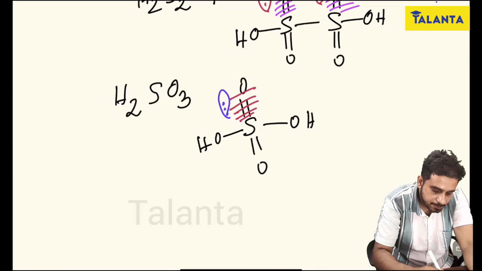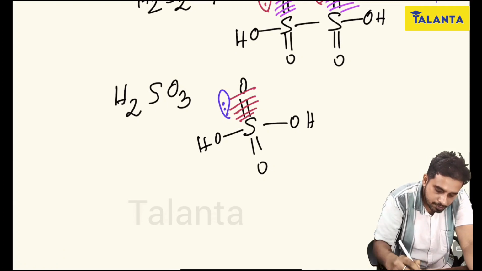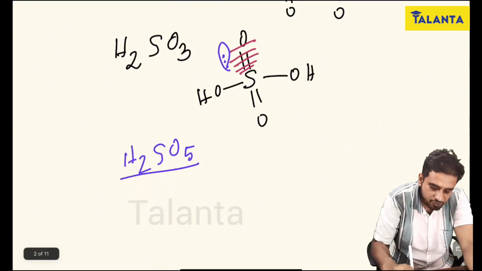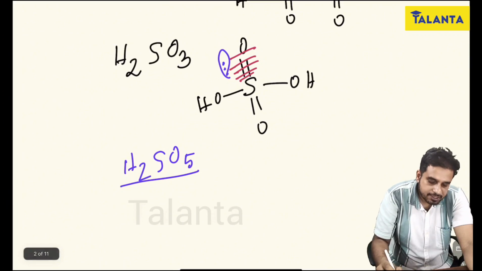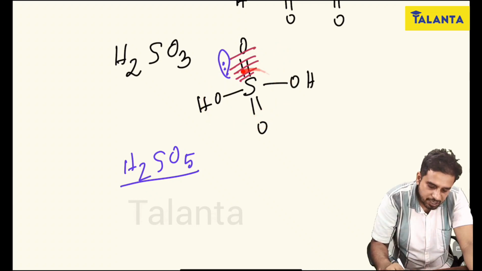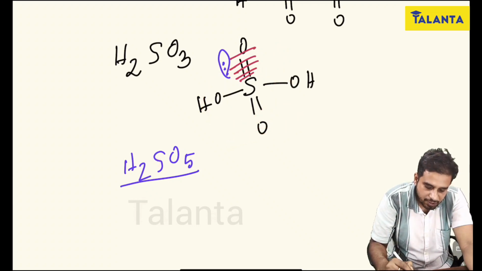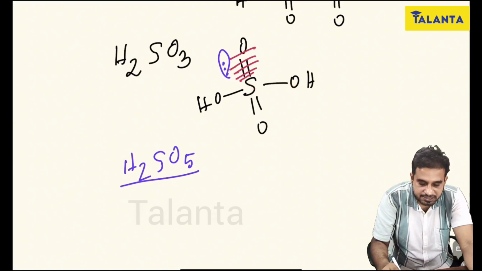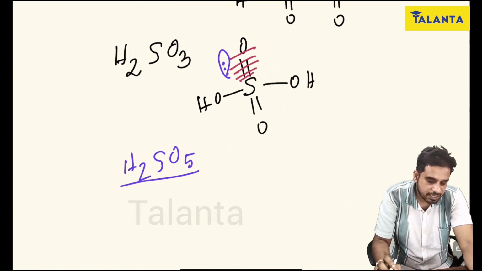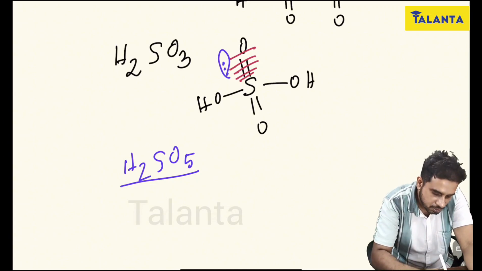Next, H2SO5, known as peroxymonosulfuric acid or Caro's acid. Here the reference is also H2SO4. So this is the structure of H2SO4. What is the difference between H2SO4 and H2SO5? One oxygen atom. You just insert one oxygen atom either between this sulfur and this oxygen or this sulfur and this oxygen, because by introducing that oxygen atom we have to incorporate one peroxy linkage, that means an O single bond O linkage. So what will be its structure?